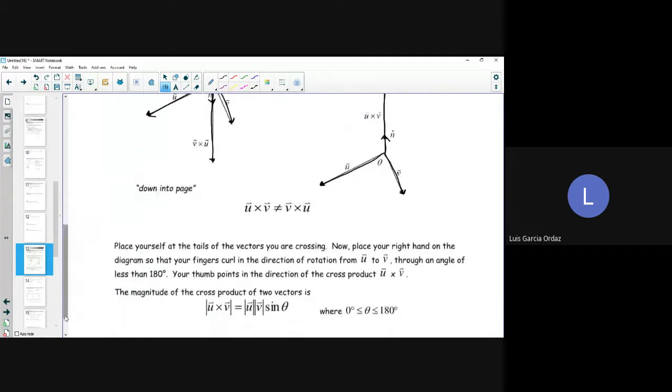So we're going to place ourselves at the tails of the two vectors we are crossing. Now place your right hand on the diagram so that your fingers curl in the direction of rotation from u to v, through the angle of less than 180. Your thumb points in the direction of the cross product.